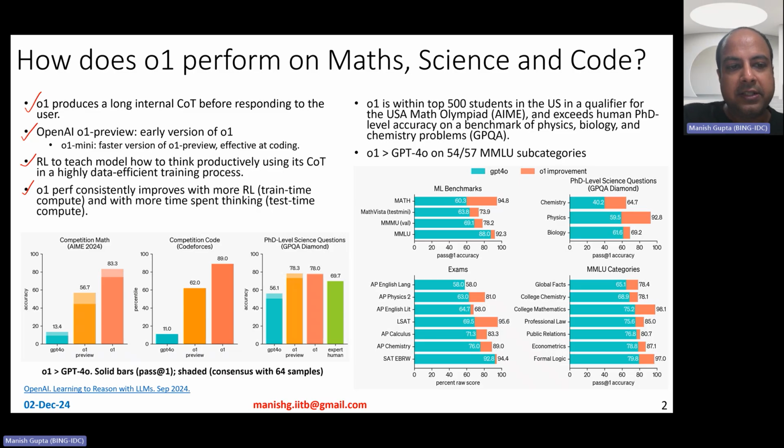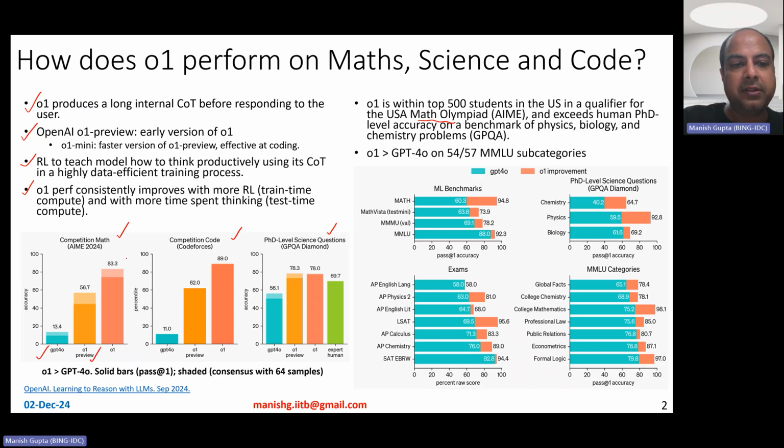Okay. So they compared O1 with GPT-4o on competition math, which is the AIME dataset. This dataset is basically about the US Math Olympiad. They also compared on competition code, essentially programming problems, the Codeforces dataset, and then also the GPQA Diamond dataset, which is PhD level science questions in physics, biology, and chemistry. Okay. So what they observed, of course, higher the better. So the accuracy percentile, higher the better. And they've compared GPT-4o, O1 preview and O1.